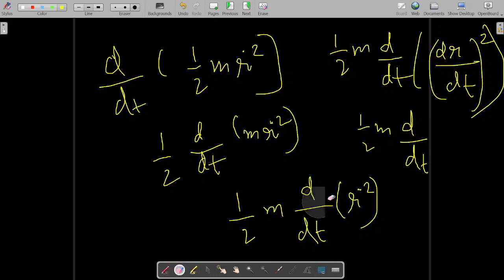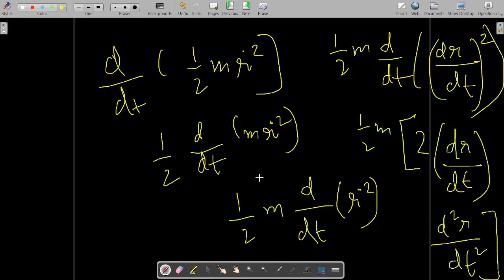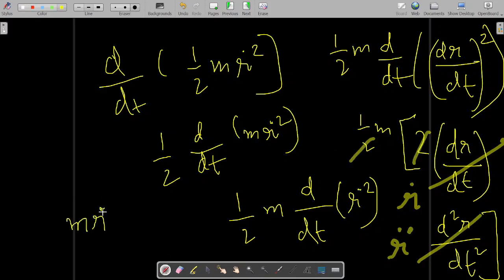Now we will not write d by dt over here; the 2 will come in the front. So 2 comes in front, times dr by dt, the chain rule of differentiation we are applying. You have applied the chain rule successfully. Now have a look at this: dr by dt is r dot, and this particular thing is r double dot. The 2 will cancel from here, so finally you get m r dot r double dot.